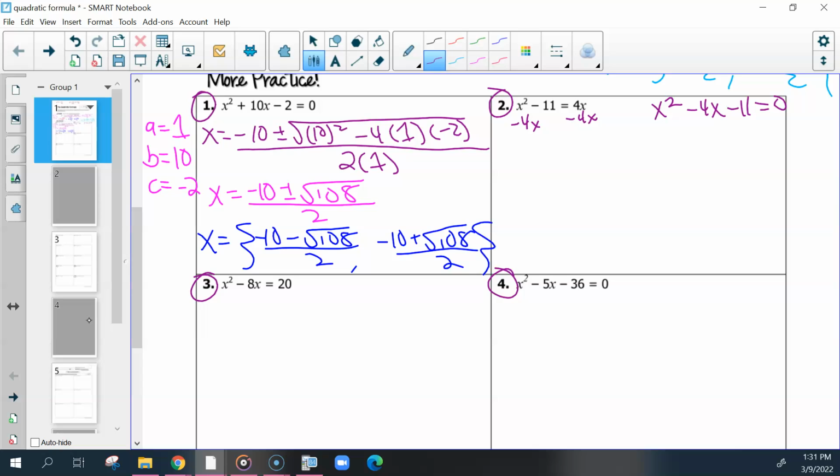What is your A value? 1. What is your B value? -4. And your C value? -11. So now we can take those numbers and put them in your formula.